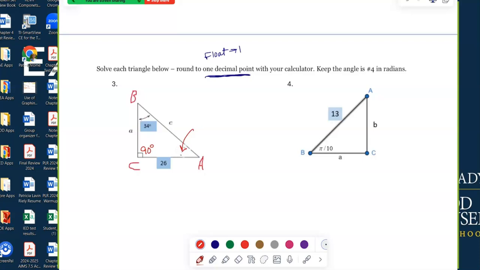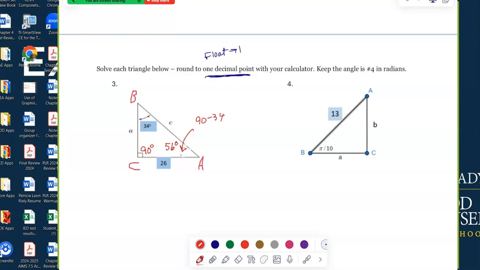You're not really solving for it. I just identified what it was. So that means angle A and angle B are complements. If they're complements, they sum to 90. So to find angle A, take 90 minus 34. And if you say 90 minus 34, you're going to get 56 degrees. So this is 56 degrees. Okay? So that's part of solving for the triangle.